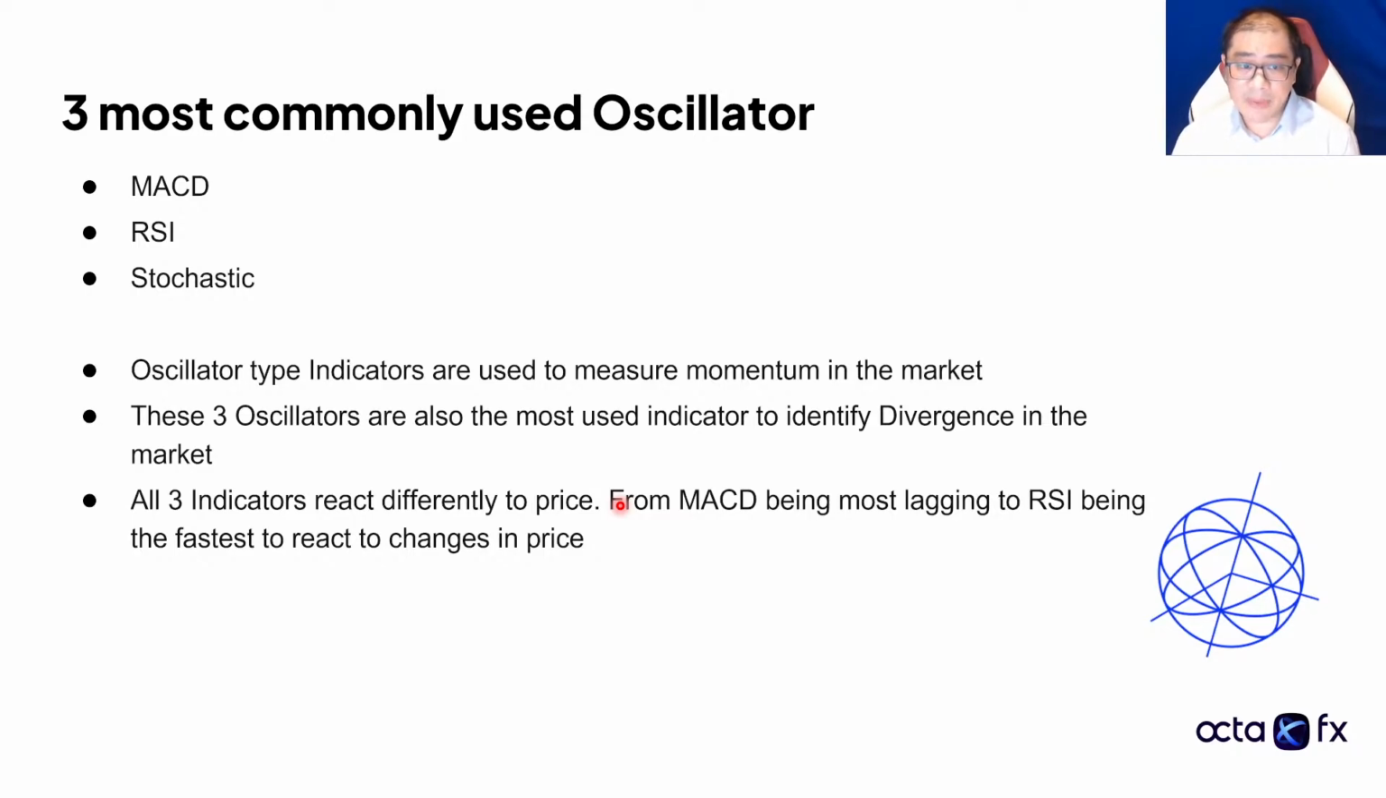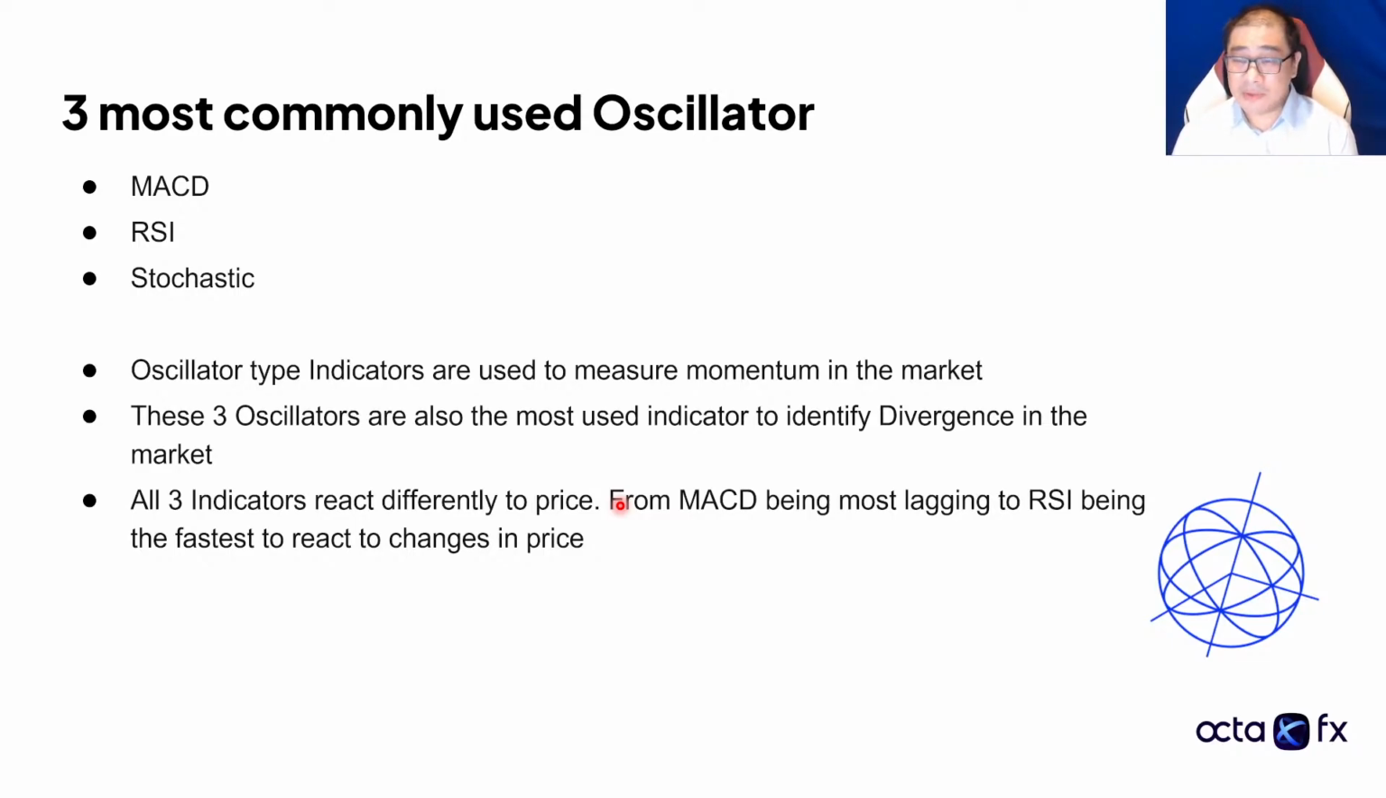So we've got MACD, RSI, stochastics. These are the three oscillator types. Oscillators are indicators used to measure momentum in the market. These three oscillators are also the most used indicators. Even if you don't understand momentum, you'll still use one of these in your trading career.